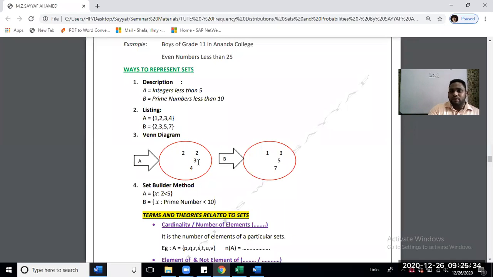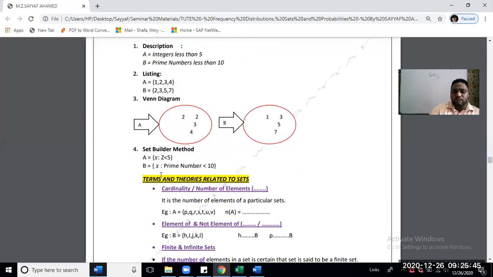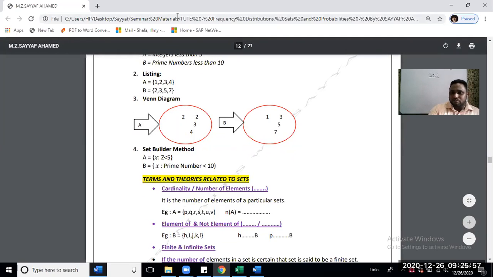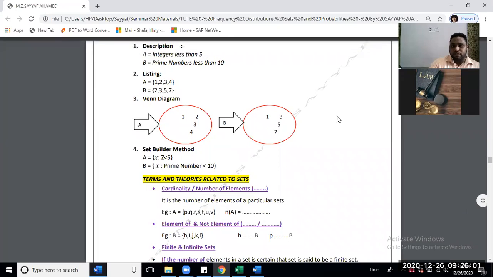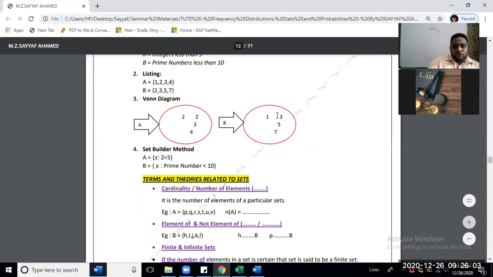Set builder method is a way of expressing it in another way, but it's very rarely tested, but it's there in your syllabus. I don't want to miss it out. If you look at the first one, x is a number, right? A equals x is an integer less than 5, and x is a prime number less than 10. So the set builder method is not very important, and it is unlikely to be tested in the paper, right? Okay.